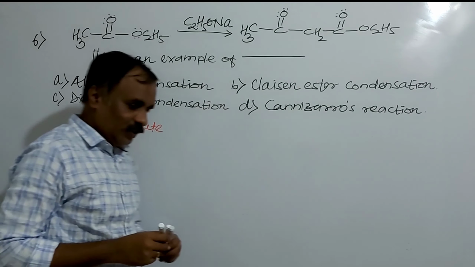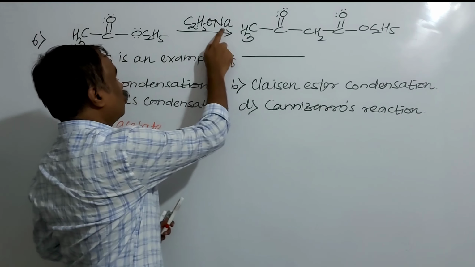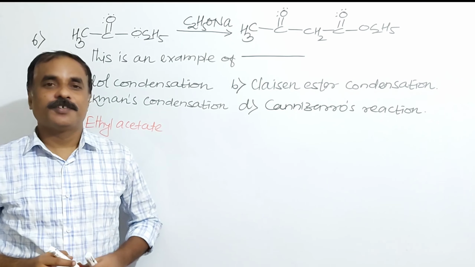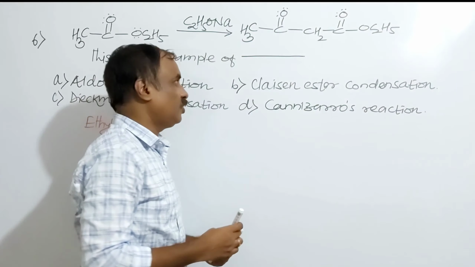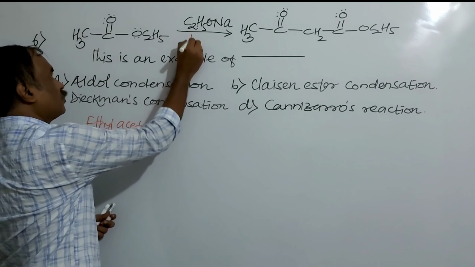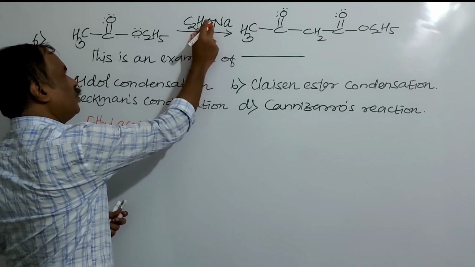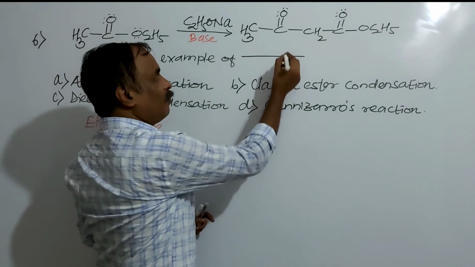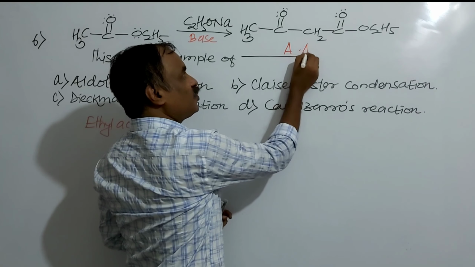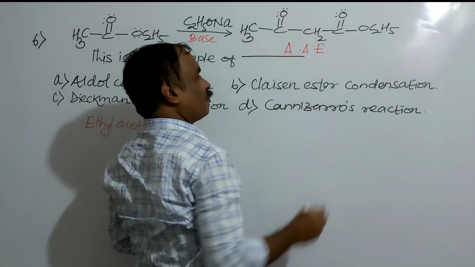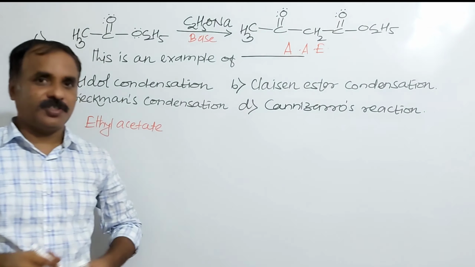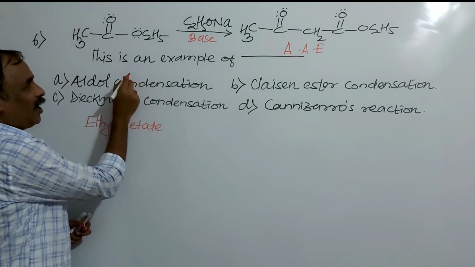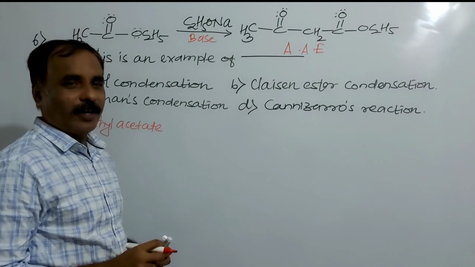A reaction of this ethyl acetate with sodium ethoxide. Sodium ethoxide is a base, so this reaction is basic in nature. And here, formation of this compound, and the name of this compound is acetoacetic ester. In aldol condensation, the product is either an alpha beta unsaturated aldehyde or ketone.